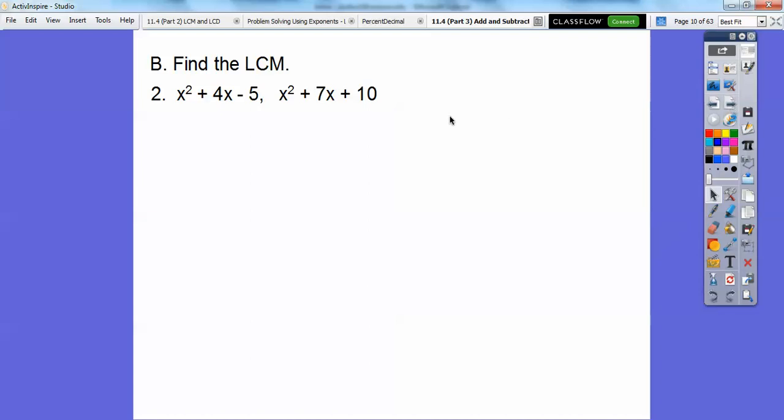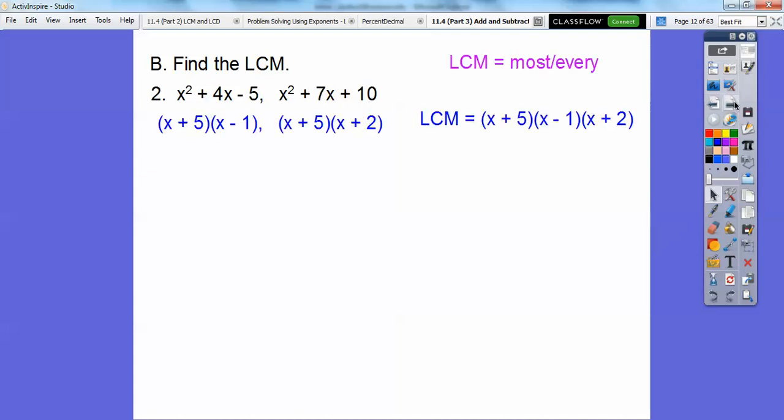Okay, so find the LCM. So let's factor this, you guys. Factors of -5 that add to 4 and factors of 10 that add to 7. Okay, so there they are factored. Okay, don't forget LCM is most of every. So I see some x plus 5s, x minus 1s. That's x plus 5 is already covered, and x plus 2. So all 3 of those different factors. There's the LCM.